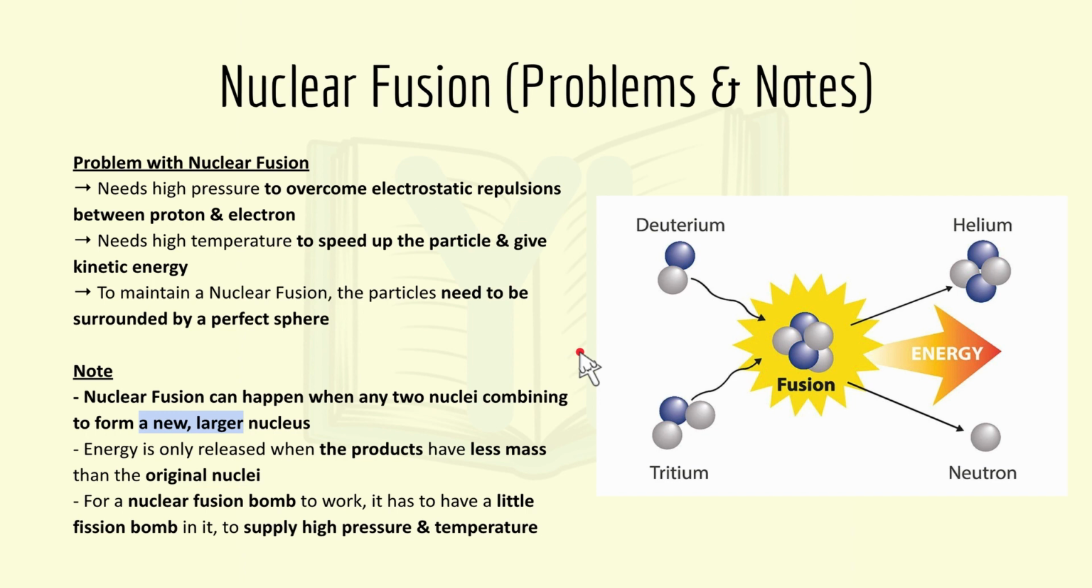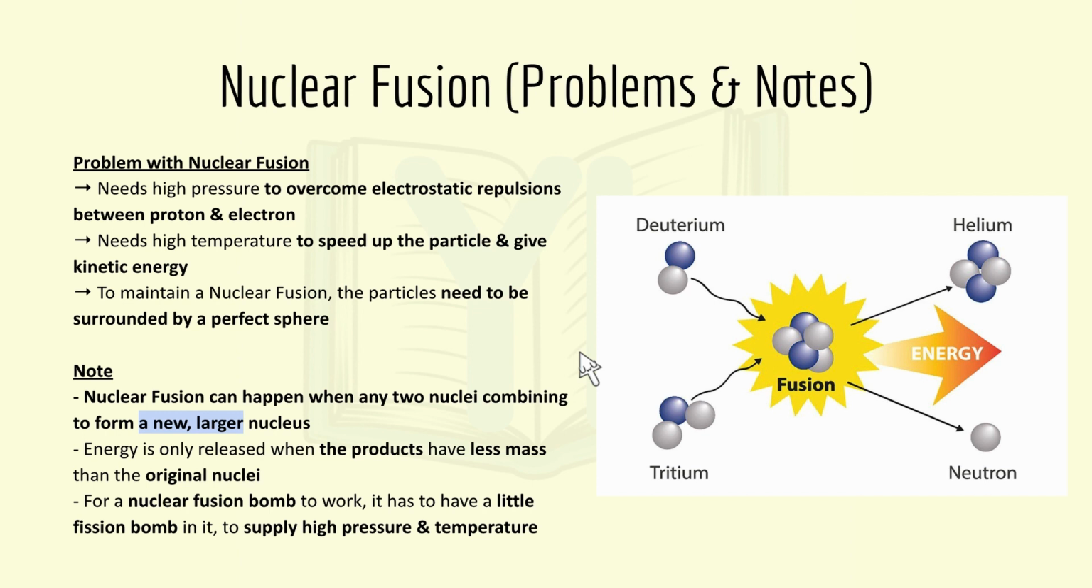And lastly, we have nuclear fusion, some problems and some notes. Here are some problems with nuclear fusion. It needs high pressure to overcome electrostatic repulsion between protons. And it needs higher temperature to speed up the particles and give them enough energy to fuse. And to maintain nuclear fusion, the particles need to be surrounded by a perfect sphere.